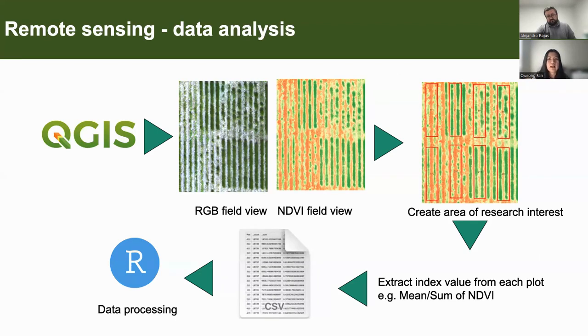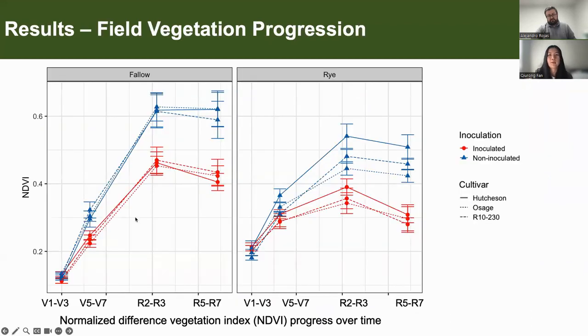In this NDVI field view, you can see that the areas with healthy vegetation are showing green, and no vegetation or unhealthy vegetation is showing red to yellow. And we can extract these index values from each individual plot and then process them to analyze the data for each plot and each treatment. Hence, we wanted to see the vegetation progress across the growth stage.